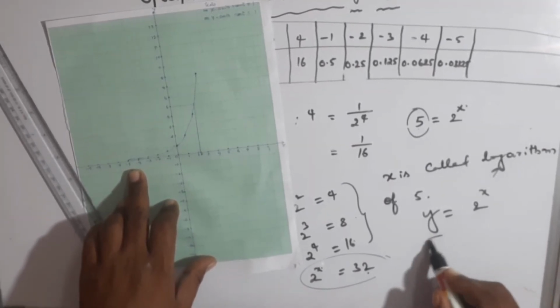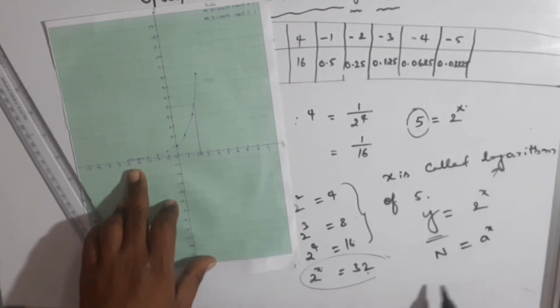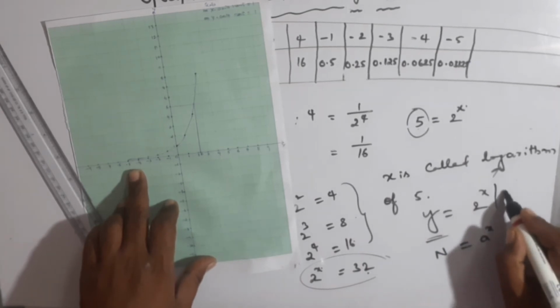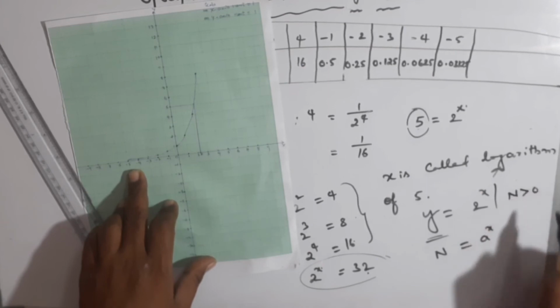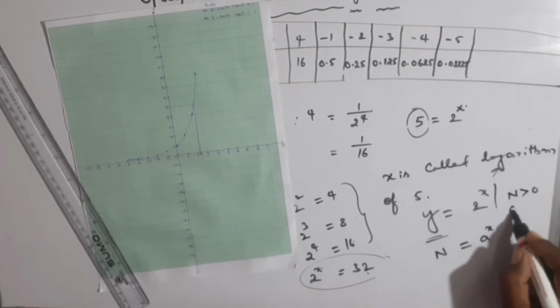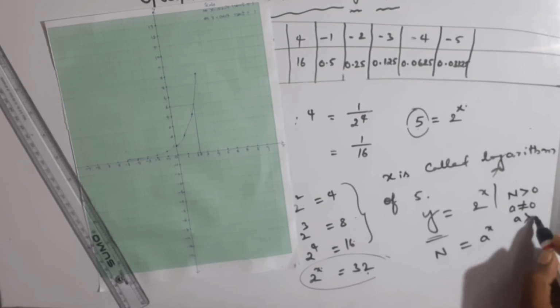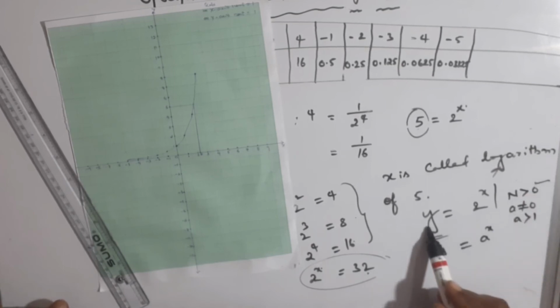You please remember this. So in general, n equals a to the power of x is an exponential, where n is greater than 0. N is greater than 0 because n never becomes 0. A is not equal to 0, a is greater than 1. You know why n is greater than 0? Because this y is never becoming 0, that's why n is always greater than 0.